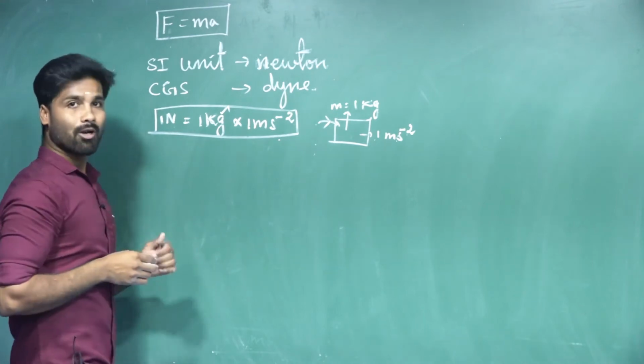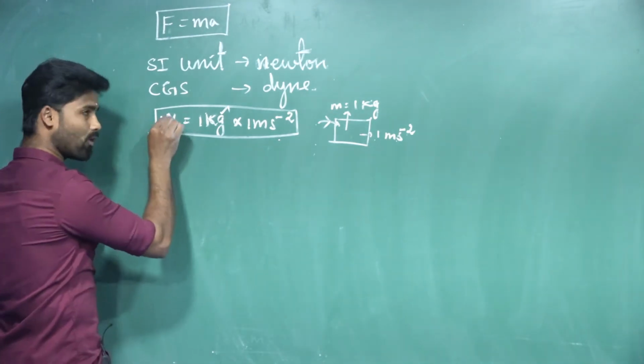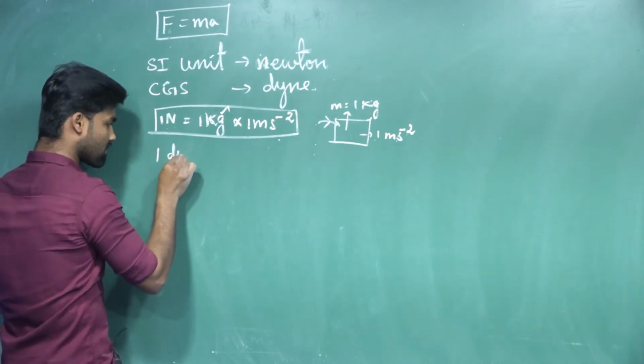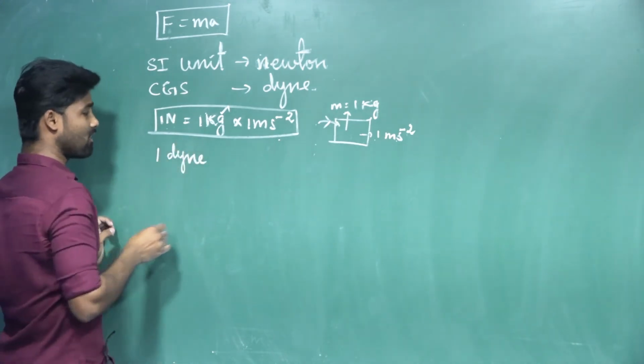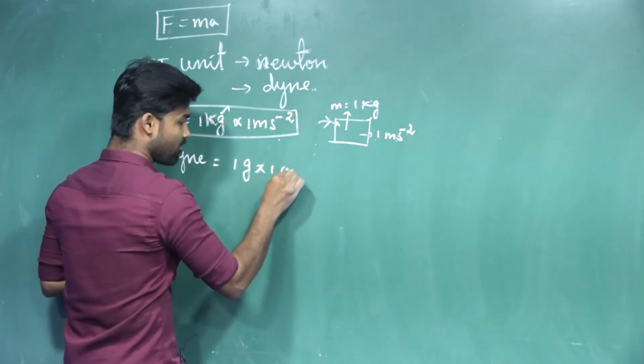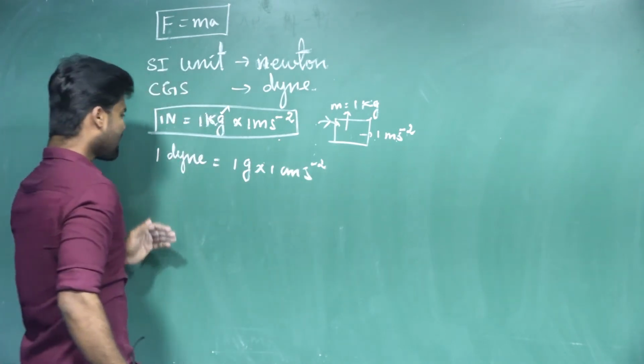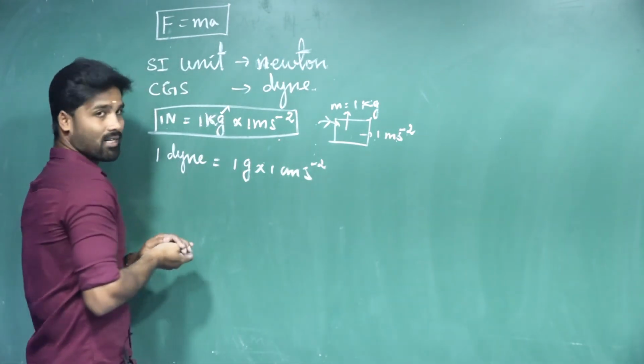Next we are going to discuss the definition of 1 dyne. So this is the definition of 1 Newton. Now we are going to discuss the definition of 1 dyne. So 1 dyne equal to 1 gram into 1 centimeter second power minus 2 should come. Okay. So here, how to give the definition for 1 dyne?